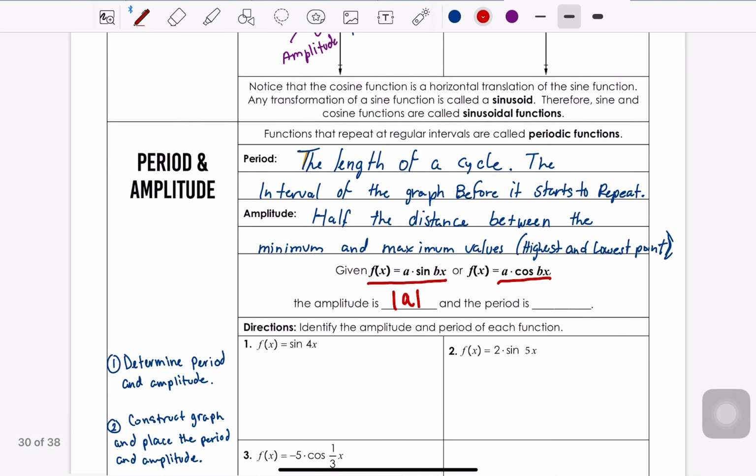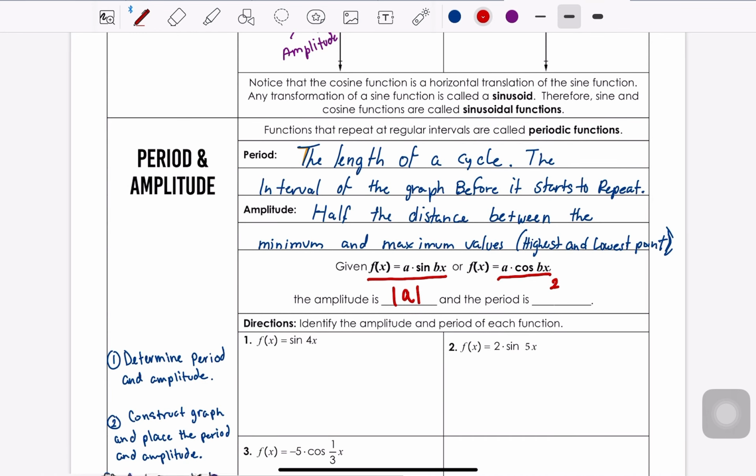But all we care about is the positive or absolute value of a. The period for sine and cosine is going to be 2 pi divided by b. Now, the idea that it's 2 pi is for two main reasons. One, cosine and sine don't have a vertical asymptote. There's no value within the unit circle that you cannot plug into cosine.